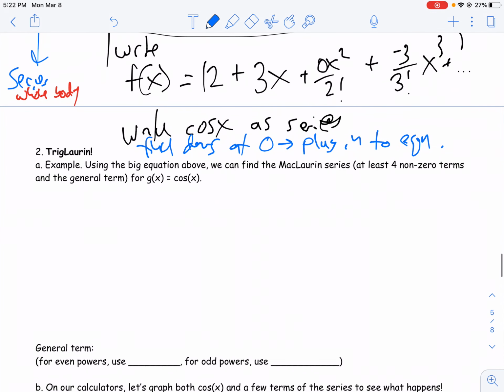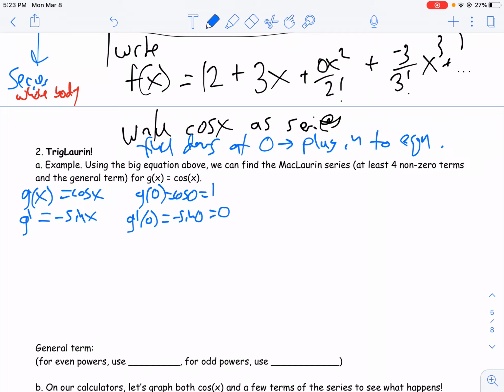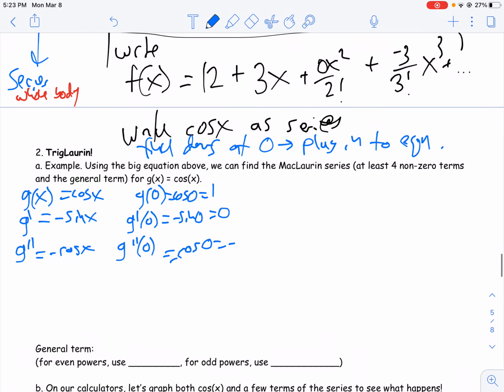Okay, so we're going to start by just taking some derivatives of cosine x. So when we want to find the 0th derivative, that's just the original function, right? So the 0th derivative, just the original function, is cosine of 0, which all the cool kids know is 1. The first derivative is negative sine of x. So when I take the derivative, g prime of 0, that's negative sine of 0, which is 0. Okay, the second derivative of negative sine is negative cosine. So when I do the second derivative, I'm going to just do the negative cosine of 0, which of course is negative 1.